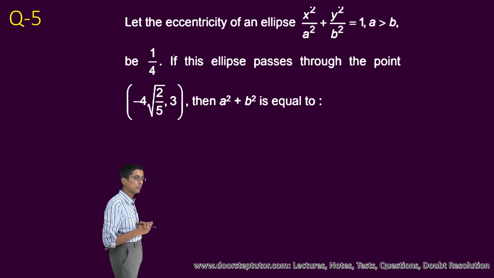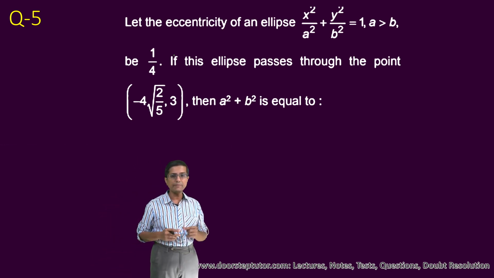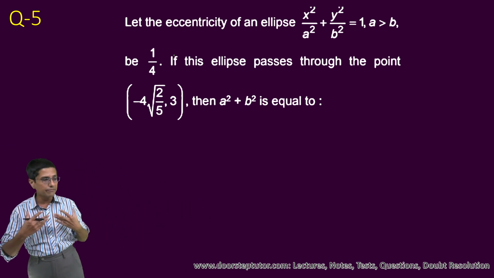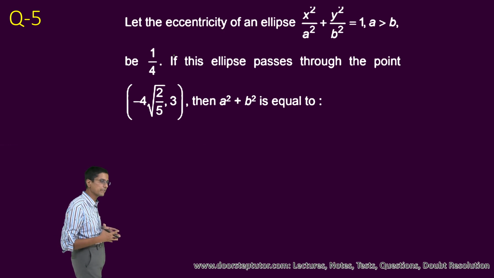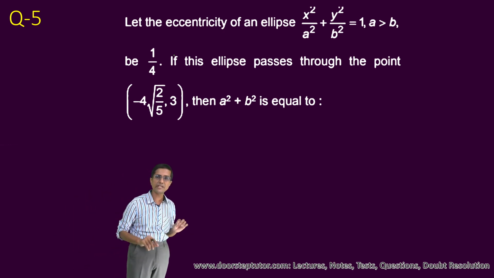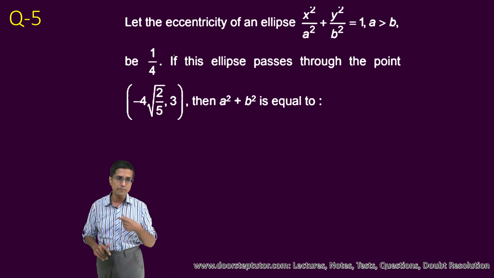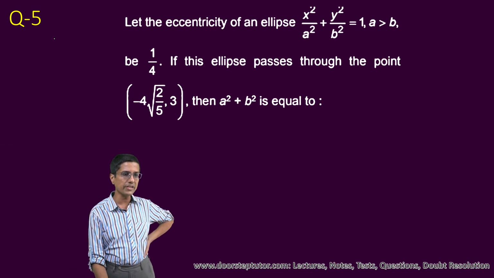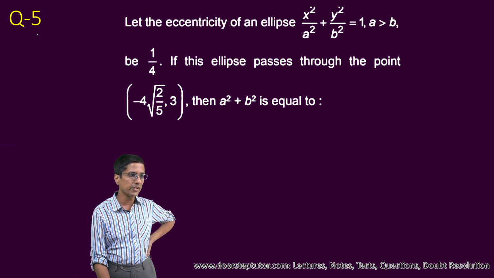And we also know one of the points through which the ellipse passes. When an ellipse passes through a point, or any curve passes through a point, we know that at that point its equation is actually satisfied. That is what it means. So with that knowledge, the first thing we do is create an equation based on the eccentricity.